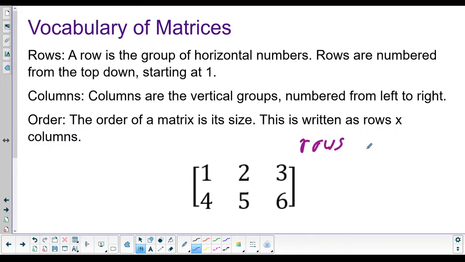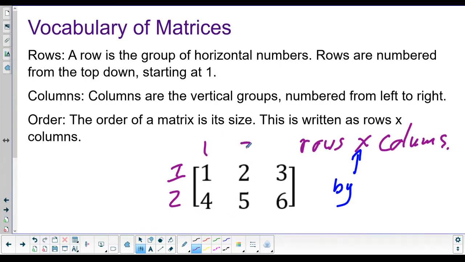Rows, the little cross means by, columns. Okay, so we have 2 rows and 3 columns here. So this would be a 2 by 3 matrix, just so we're clear. This idea of order is going to be super important for us because order is how we determine are we even allowed to do the matrix multiplication.